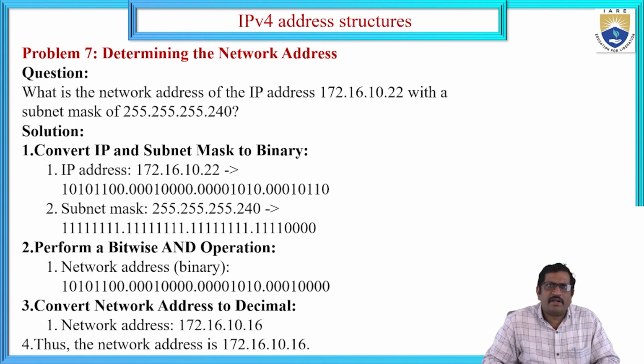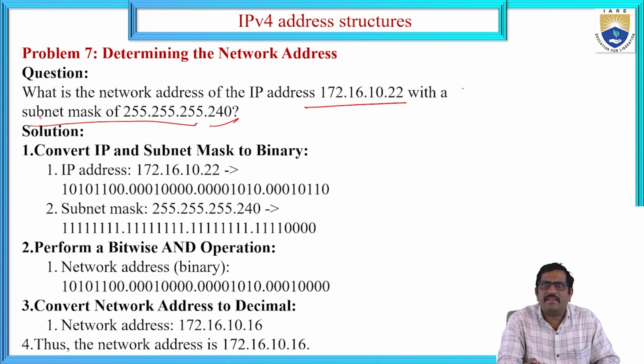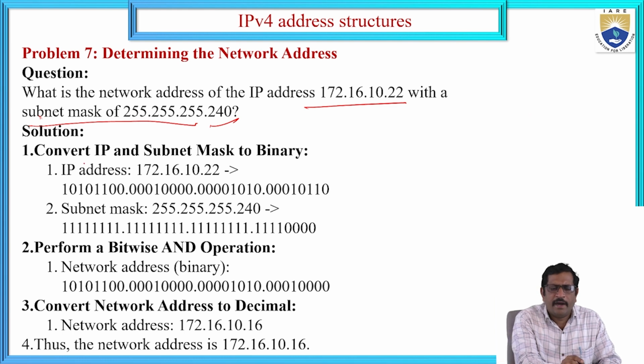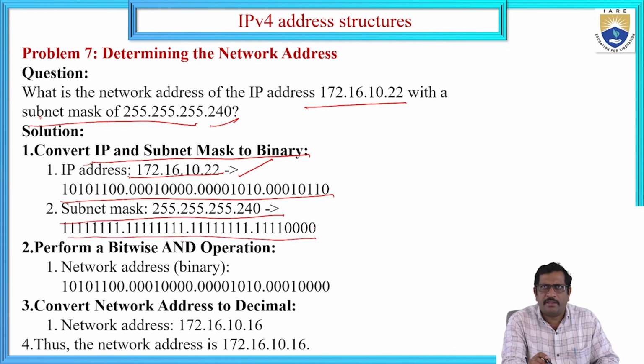Determining the network address. How can you determine the network address of an IP address? If they give the IP address and the subnet mask, with the help of the subnet mask and the IP address we can determine the network address. First, we convert the IP address and the subnet mask into binary form, and perform a bitwise AND operation.